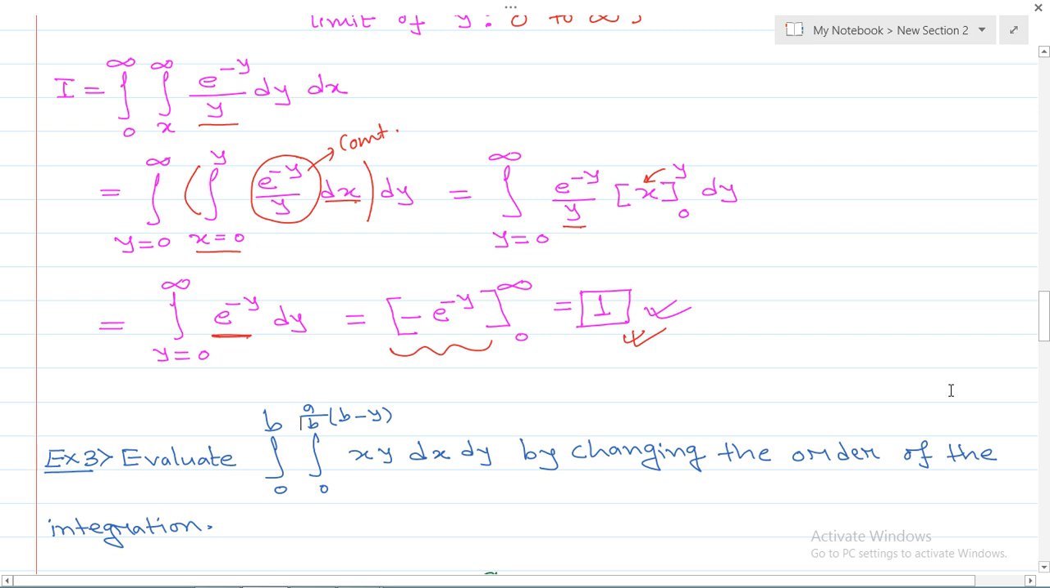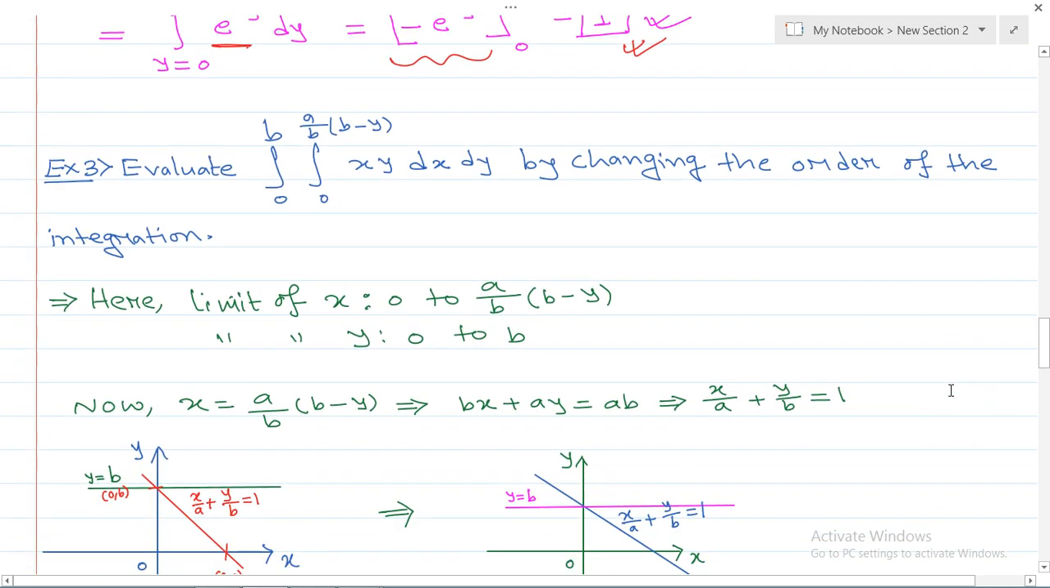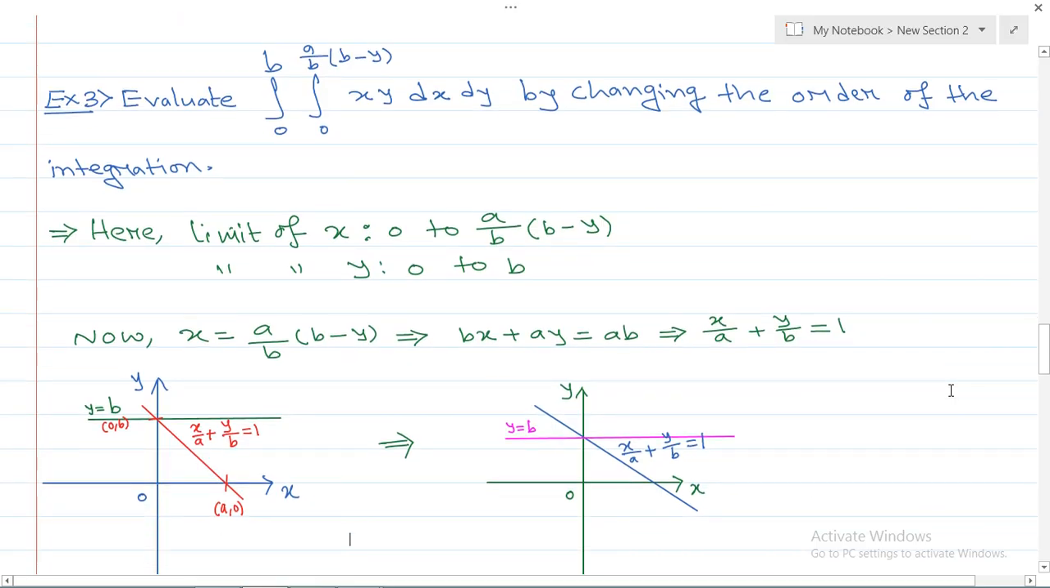Let us come to the third example. So here also we have to evaluate an integration using the change of order. So the limits are given as 0 to b, 0 to a upon b, b minus y, x into y, dx into dy. So as per the given integration, you can see the first limit is given for x and the second limit is given for y.